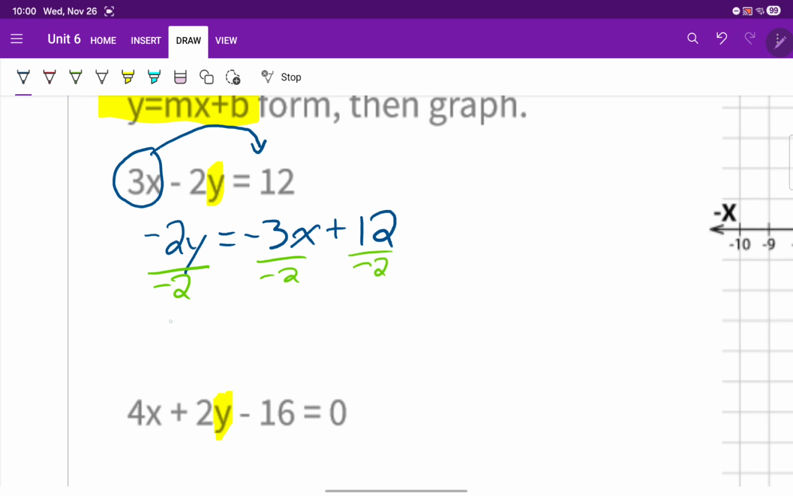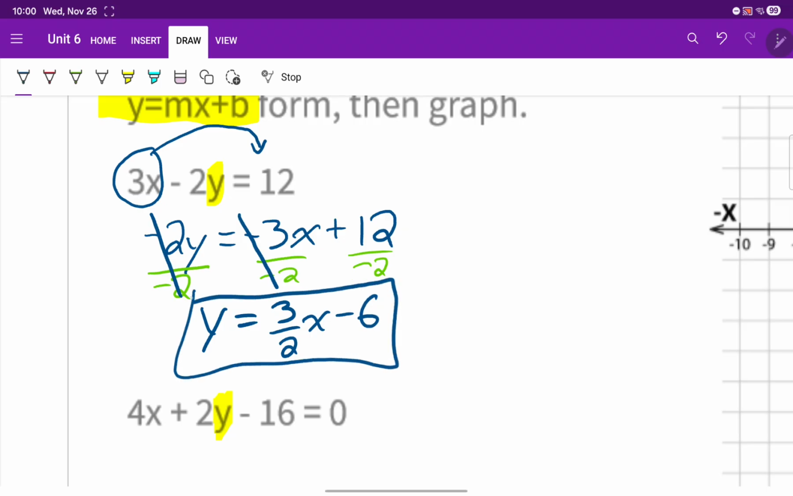Now, I get my final equation of y equals. Now, we're going to leave 3 over 2 as a fraction, but just notice here that since I have a negative on the top and a negative on the bottom, a negative divided by a negative is a positive. So I'm actually going to cancel those negatives out, and I have 3 over 2x, and that's 12 divided by negative 2, which is negative 6. There's my first equation. We're going to graph that in a moment.